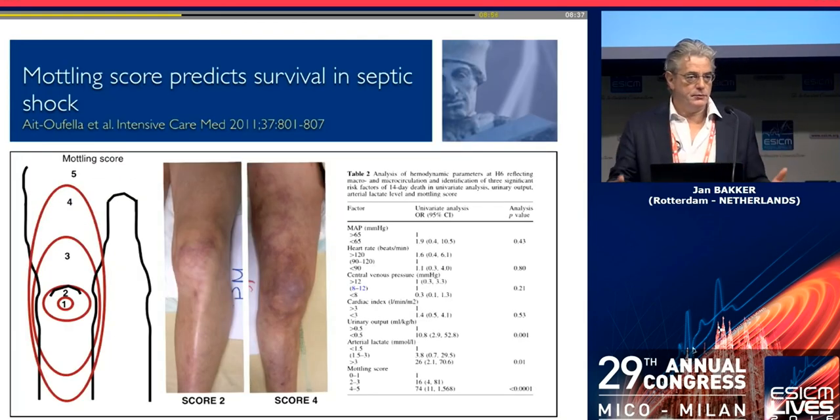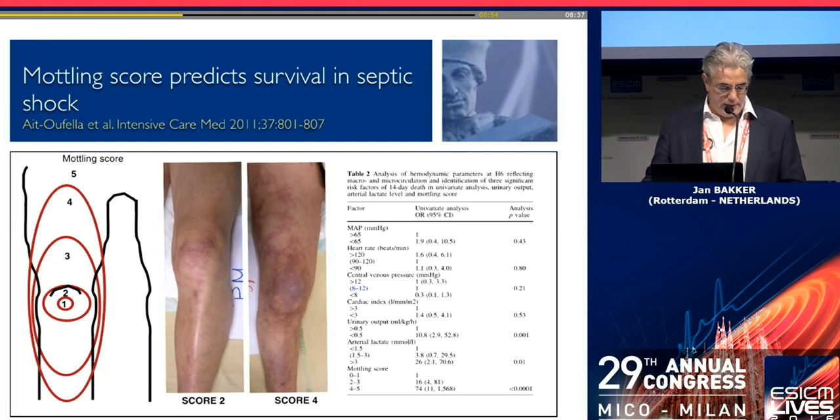This is something that we are very fond of in the Netherlands. Look at skin perfusion, and especially for a very long time we are, let's say, used to bolus nitroglycerin. If you have legs like this, then we bolus nitroglycerin.